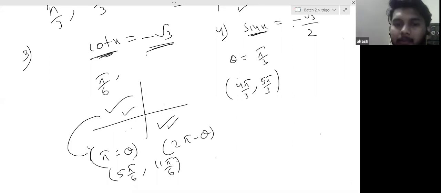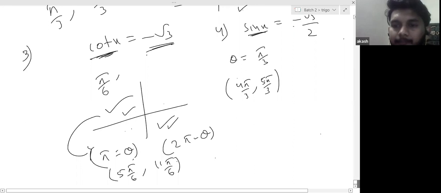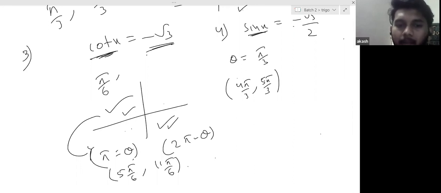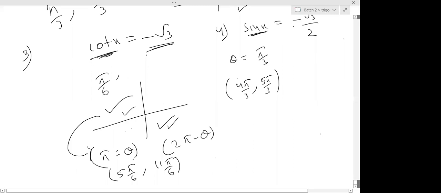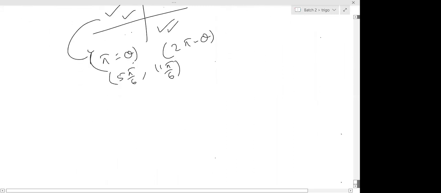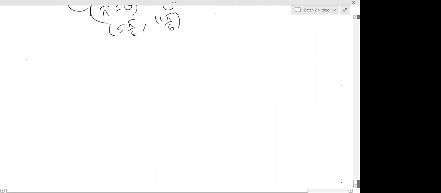So this is about principal solution. This is easy, very easy. Now, write down the definition for general solution first. Then I'll explain what general solution is.